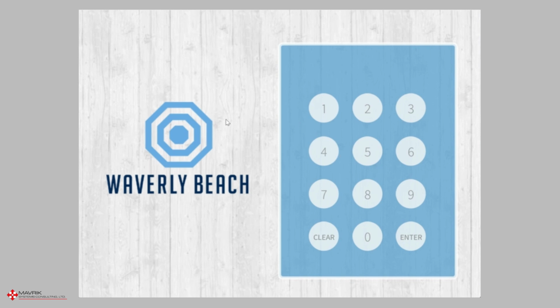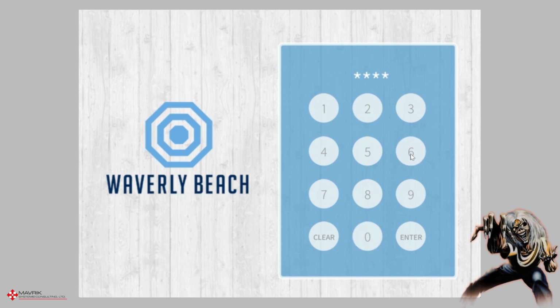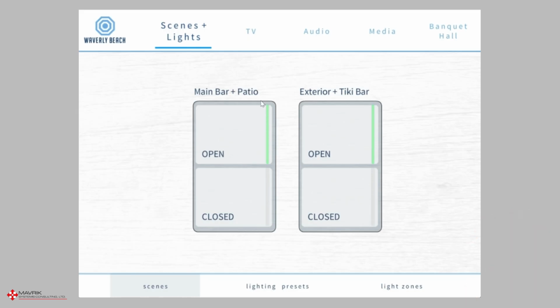This is the splash page of the interface. We have a keypad here to prevent just anyone from walking up and changing channels or doing something they're not supposed to do. We have a backdoor password that we always use here. And we typically follow the branding of what we're working with. So this is the Waverly logo. This is kind of what their website looks like.